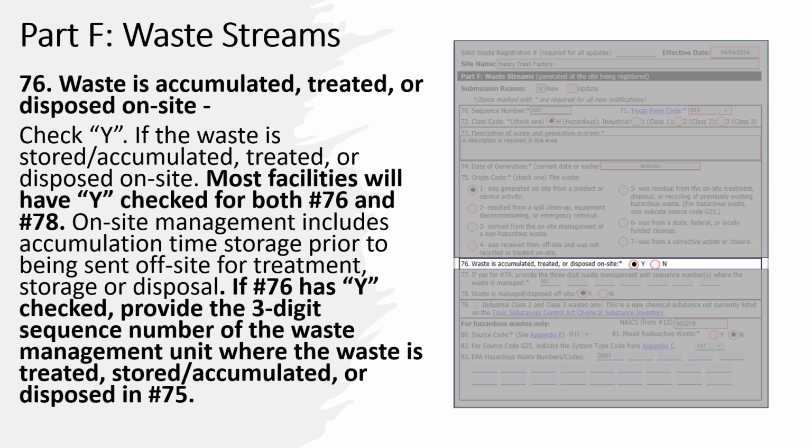Number 76, waste is accumulated, treated, or disposed on site. Check Y if the waste is stored, accumulated, treated, or disposed on site. Most facilities will have Y checked for both 76 and 78. On-site management includes accumulation time, and storage prior to being sent off-site for treatment, storage, or disposal. If number 76 has Y checked, provide the 3-digit sequence number of the waste management unit where the waste is treated, stored, accumulated, or disposed in number 77.